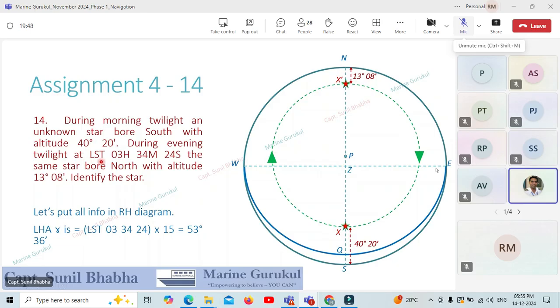In fact, if LST is given to you, if you convert it into angular units, it gives you the LHA of Aries. LHA of Aries is the angle at the pole contained between the observer's meridian and the celestial meridian of Aries measured westwards. And this is exactly what LST is.